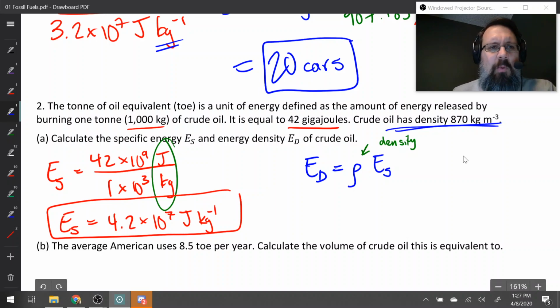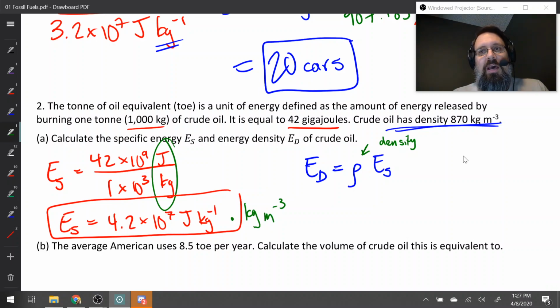And the way you can think about why that works is imagine what the unit of density is. So the unit of density is a kilogram per cubic meter. So if we multiplied a joule per kilogram times a kilogram per cubic meter, you can see that the kilograms would end up canceling and you'd end up with joules per cubic meter, which is the energy density.